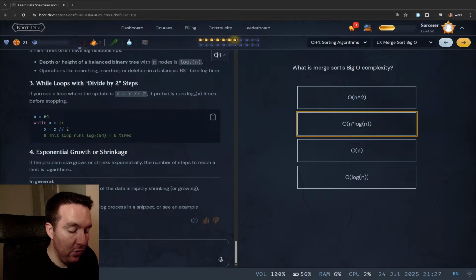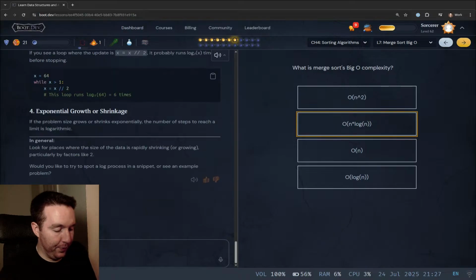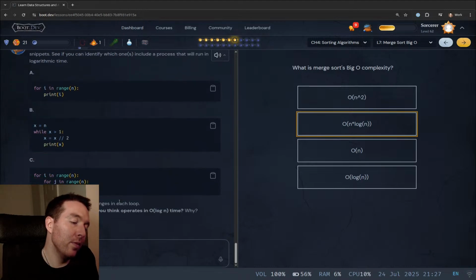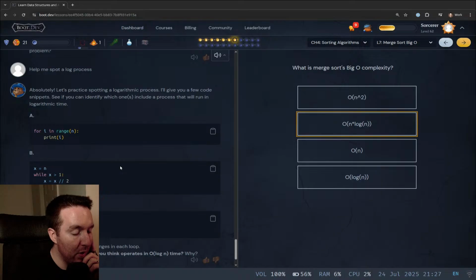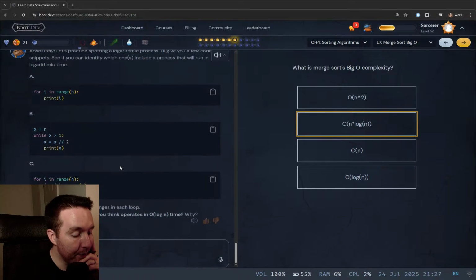Help me spot a log process. Okay, absolutely. Let's practice spotting a logarithmic process. I'll give you a few code snippets, see if you can identify which ones include a process running in logarithmic time. Focus on how a variable changes at each loop. Which of these snippets do you think it is?